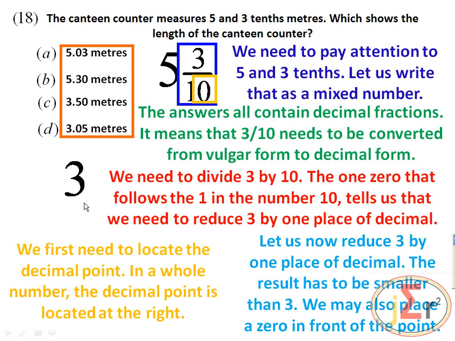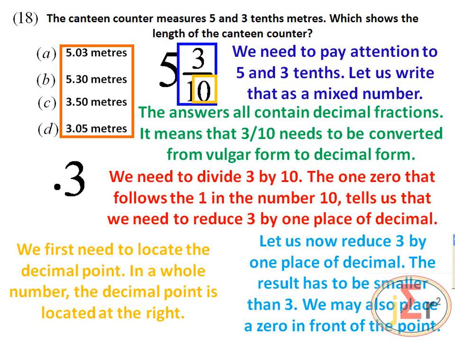At the back. Right. So the decimal point is going to be located, that we say, at the back or to the right. So that is where it is located. In a whole number, the decimal point is located at the right. Right there. And we need to reduce by how many places of decimal? 1 place of decimal. So reduce by 1 place of decimal. So our result is 0.3.